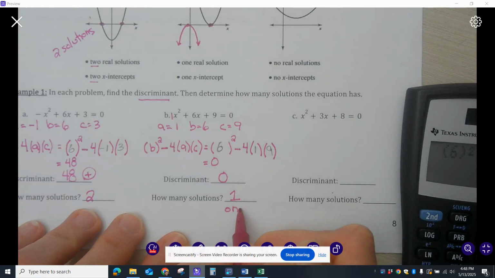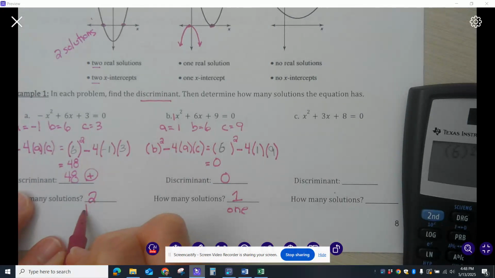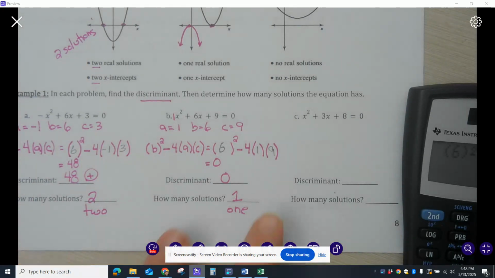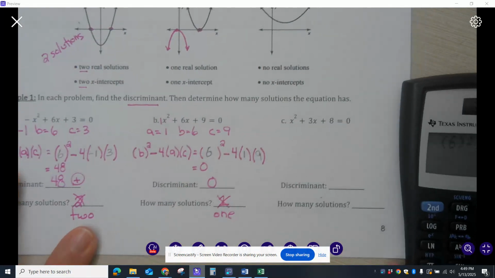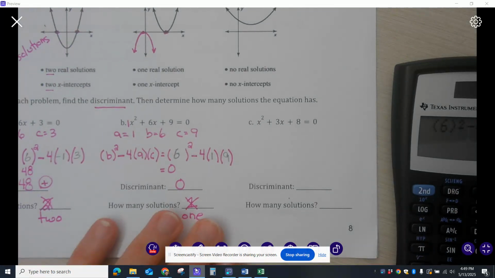I feel like I should be writing those with words. 1 and 2. Because the solution isn't 1, it's 1 solution. So I'm going to have you go back and write the words 1 and 2 there. I like that better. All right, let's try the last one.